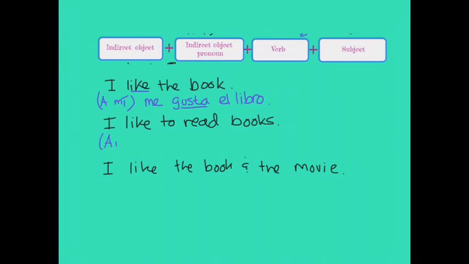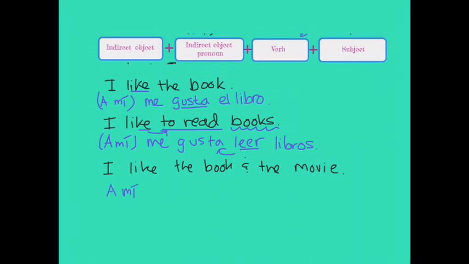Okay, I like to read books. Well, it's still a mí because it's I like. Me. Now our subject this time is to read. Whatever comes after the verb is your subject. This extra information, books, it's just there to give it more detail. So if it's to read, it would be gusta, singular, leer, and then the extra info, the fluff that's added to make the sentence more interesting, libros.